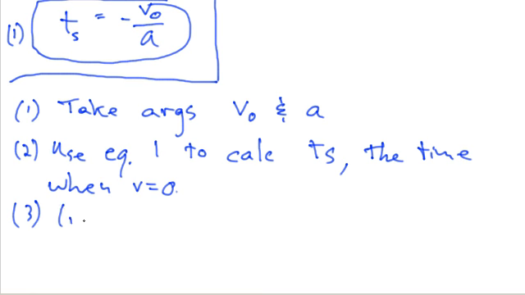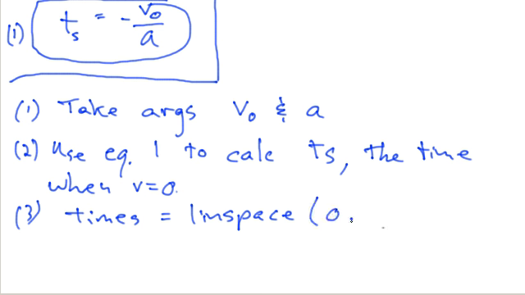Create an array of time values. Let's say times equals linspace from time 0 up to time t sub s, and let's try 100 values of them.